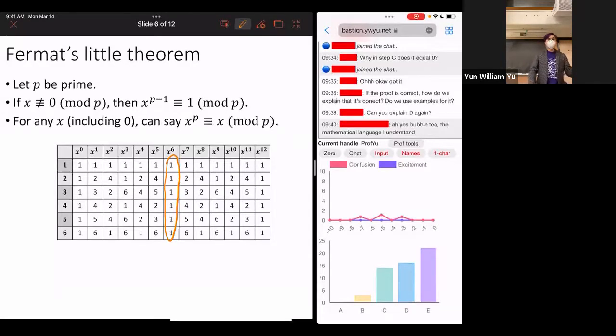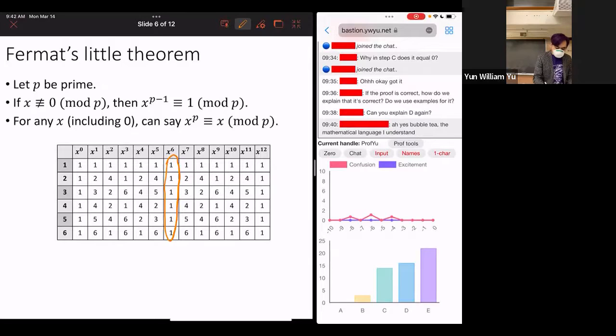And another way of writing it is that for any x, including zero, you can say that x to the p is equivalent to x mod p, which is a really cool kind of result, right? Because this allows you to say things about powers immediately without needing to actually go through your tables.